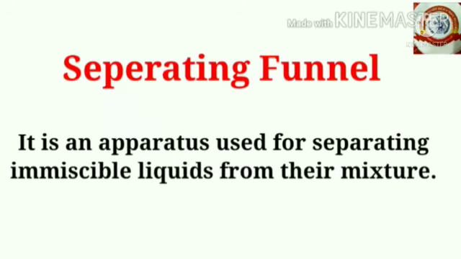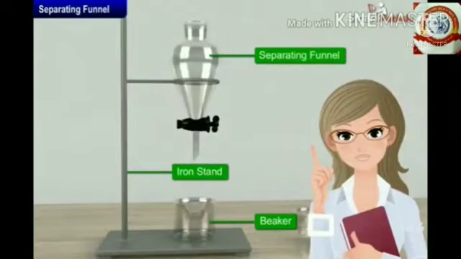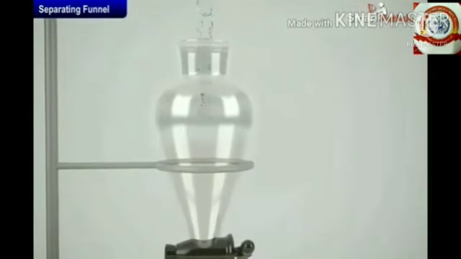Next method is the separating funnel. Separating funnel is an apparatus used for separating immiscible liquids from their mixture. Let's do an activity. An iron stand, separating funnel and beaker are needed for this. Here we are going to separate kerosene from water.